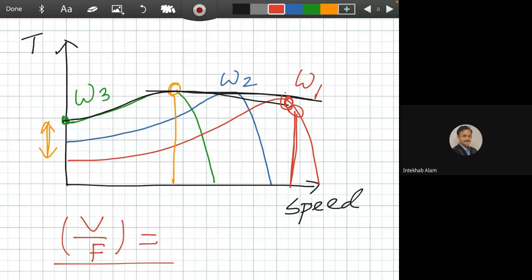We can write it as a constant. Okay, if it is a constant, then we can call it linear. If it is not constant, then we can call it non-linear. Okay, so sometimes we make it non-linear, sometimes we make it linear.